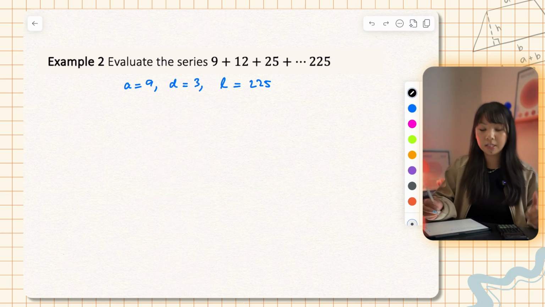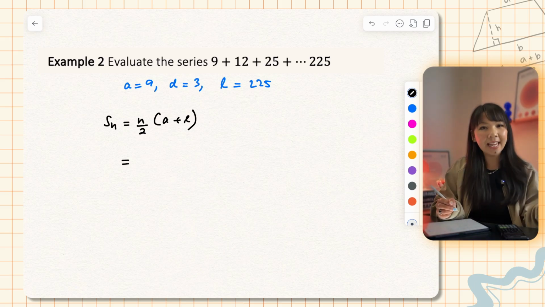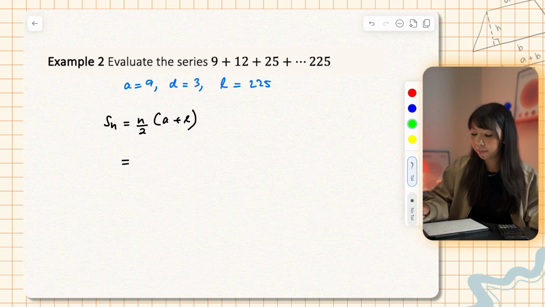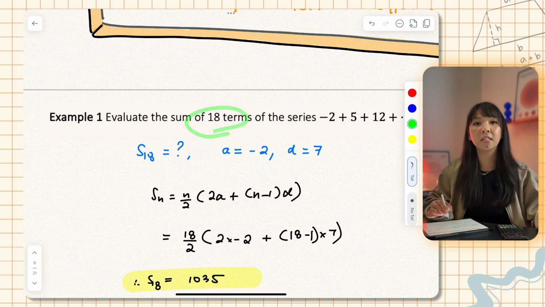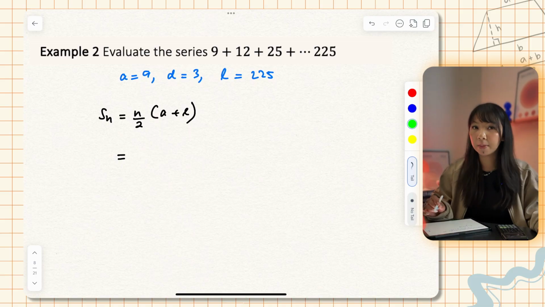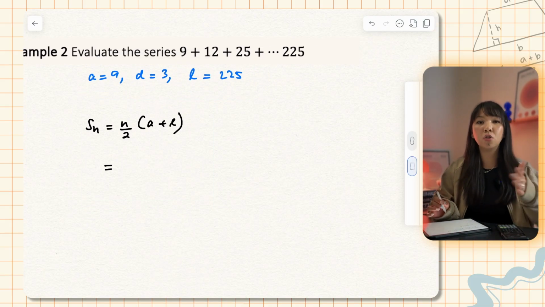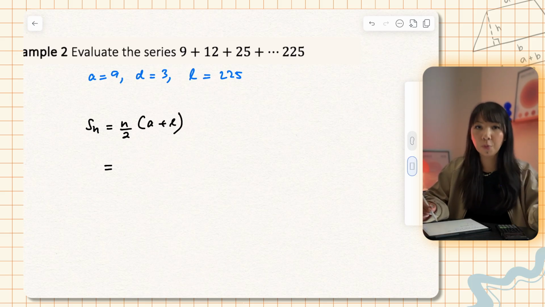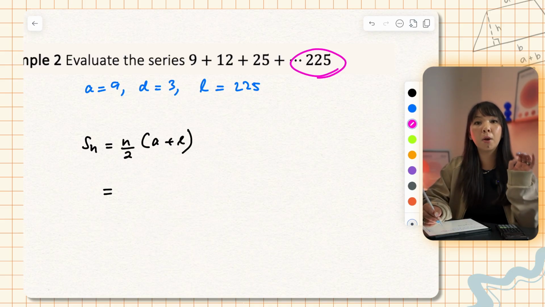Now, if I wanted to plug this into that first form of the series, we have n over 2 times (a plus l). What is n? How many terms am I adding up? I don't know, it didn't give it to me in the question. In the previous question, they told us we're finding the sum of 18 terms, so n is equal to 18. But in this case, we're not given that. So in order to successfully find the sum, you need to use the nth term formula, and you're going to let the last term in that sequence correspond to the nth term.